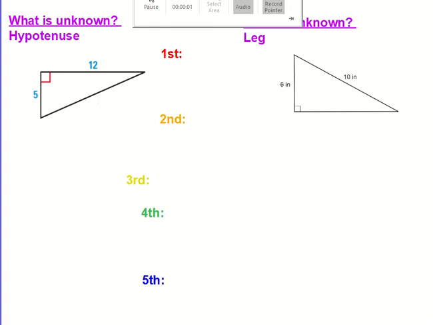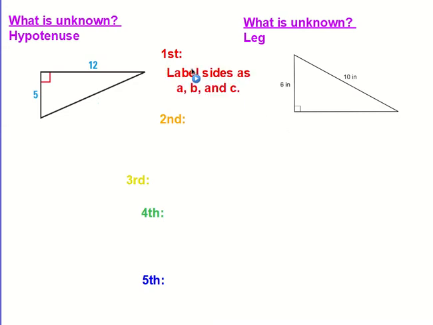So let's look at the difference between finding an unknown length that's a hypotenuse versus a leg. Our first step to doing either is to label the sides as A, B, and C. So let's go through and label them on both triangles. Find the right angle, and the side across from it, label C. The other two sides are A and B.